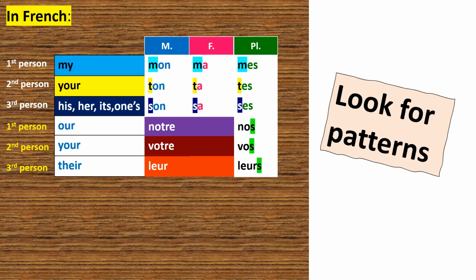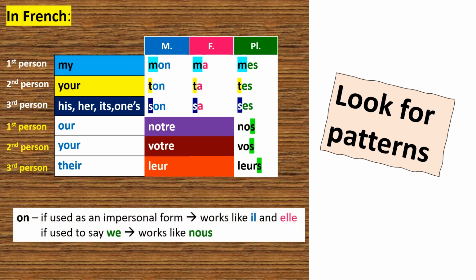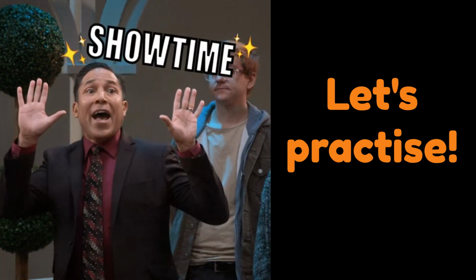One last little thing, I said I would mention it. It's this little pronoun on. On in French is very commonly used, and it can mean all sorts of things. It's got an impersonal form, meaning we, people in general. And when you use this form, if you're using a possessive adjective, it will work like il and elle. If you mean on as in we, the informal way to say we, it will work like nous.